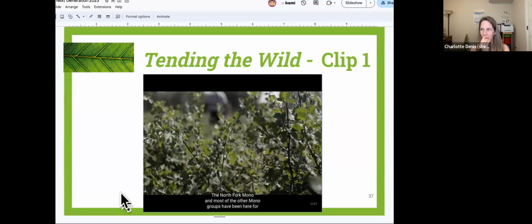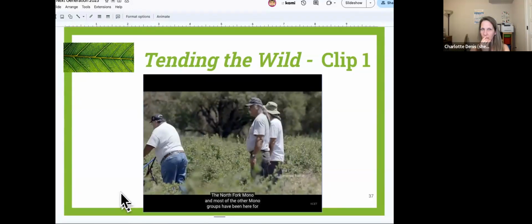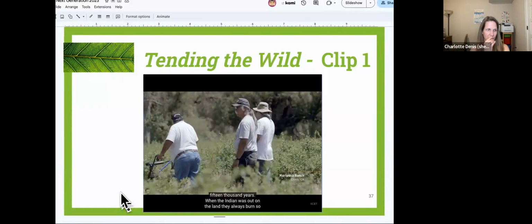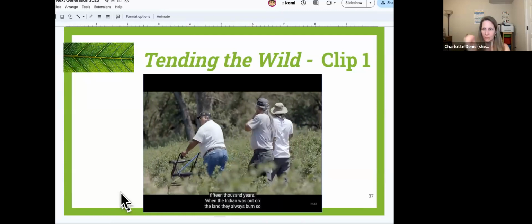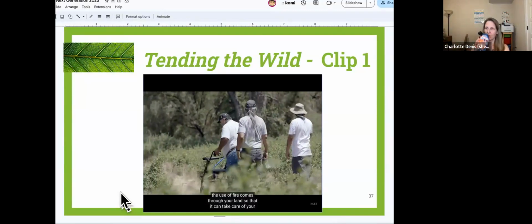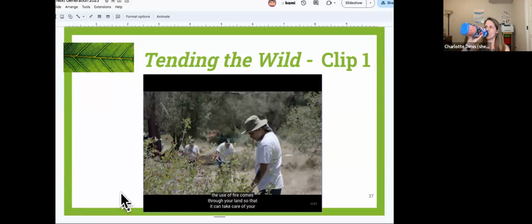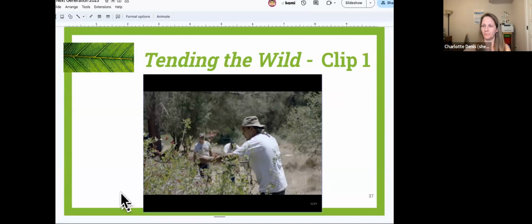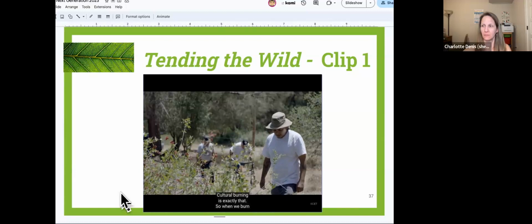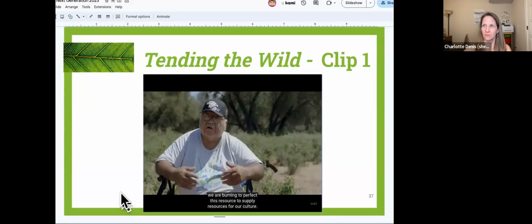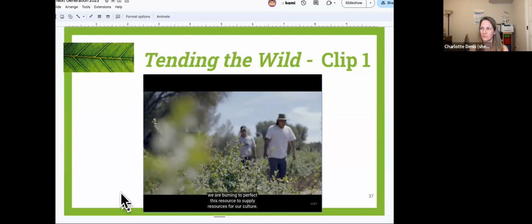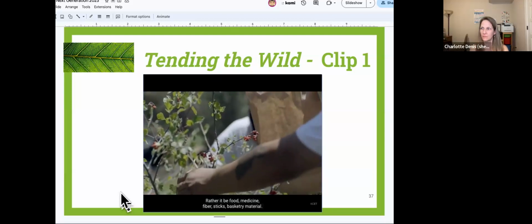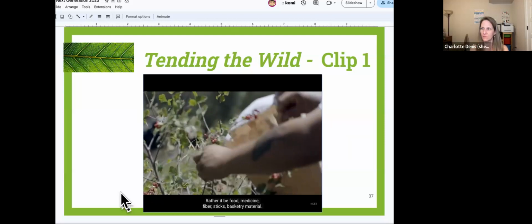The North Fork Mono and most of the other Mono groups have been here for 15,000 years. When the Indian was out on the land, they always burned. So the use of fire comes through your land so that it can take care of your resources and give you new ones. Cultural burning is exactly that. So when we burn, we are burning to perfect this resource to supply resources for our culture, rather it be food, medicine, fiber, sticks, basketry material.